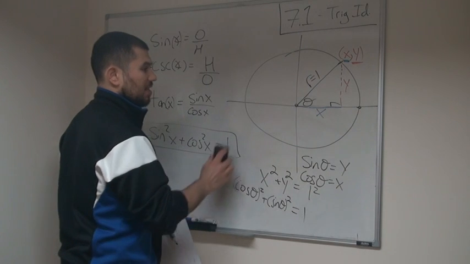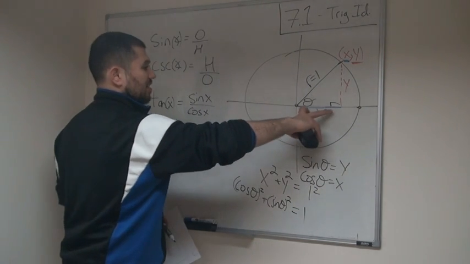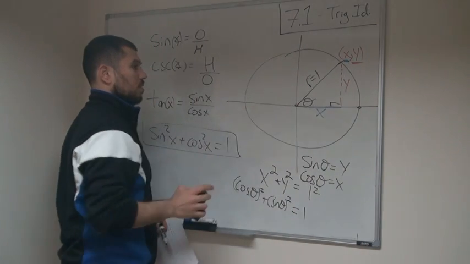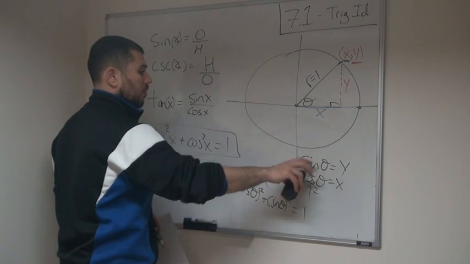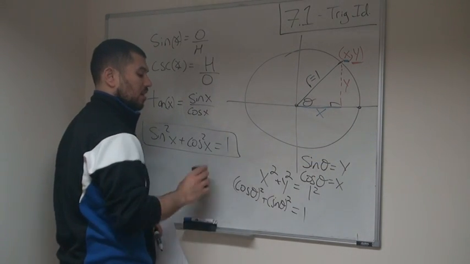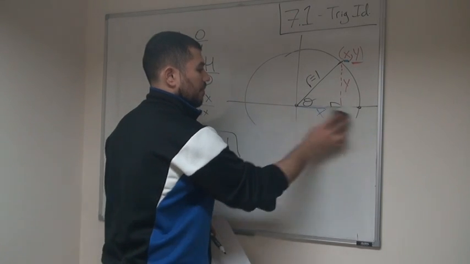So I don't really need this unit circle anymore, right? We understand that the x value squared plus the y value squared is 1 squared, and the x value is related to the cosine of theta, and the y value is related to the sine of theta. So that's really where this Pythagorean identity came from.